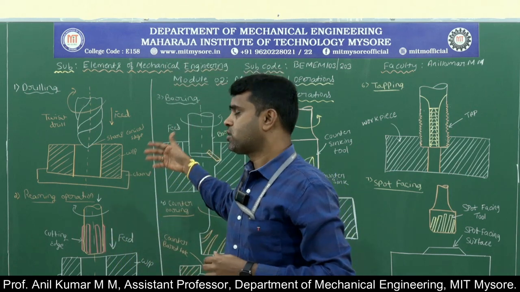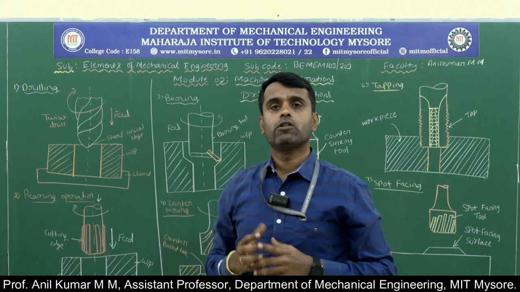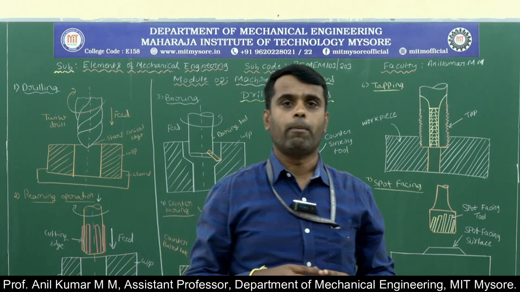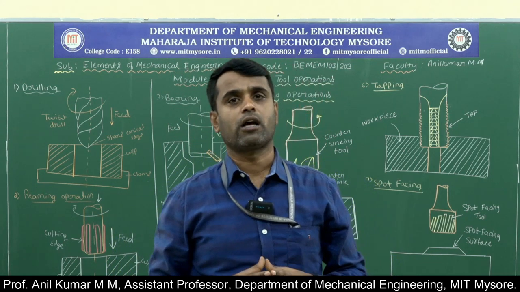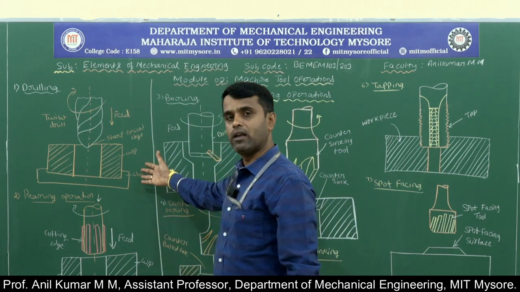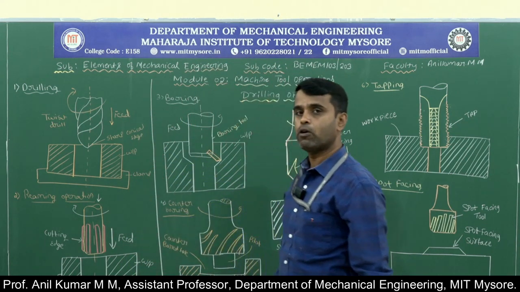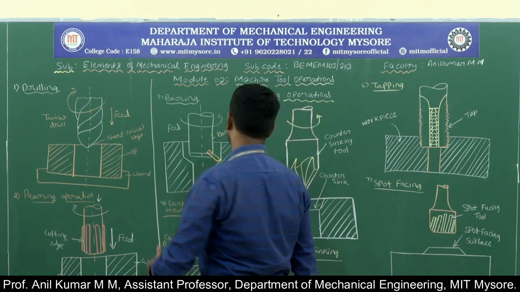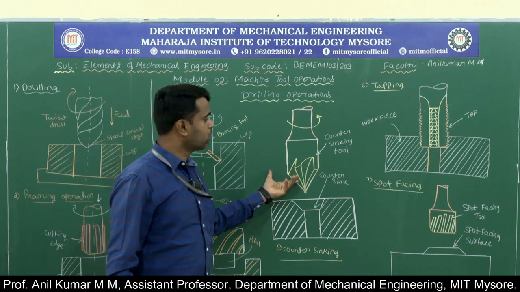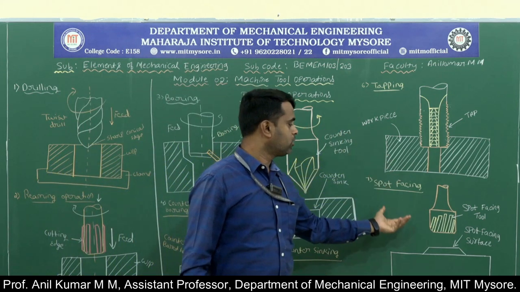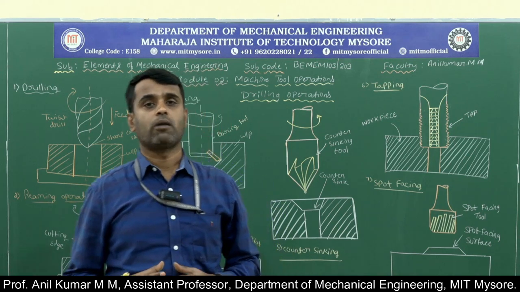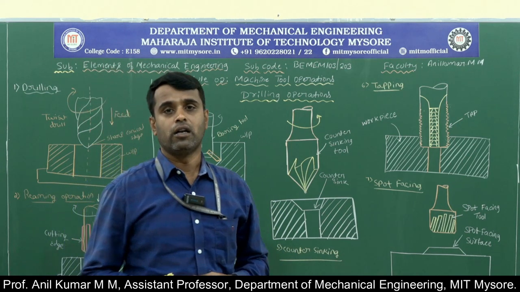Okay, next we move on to what all the operations can be performed on the drilling machine. Apart from drilling, the various operations that can be performed using the drilling machine are: drilling, reaming, boring, counterboring and countersinking, tapping, and spot facing. These are all the operations that can be performed by using the drilling machine.